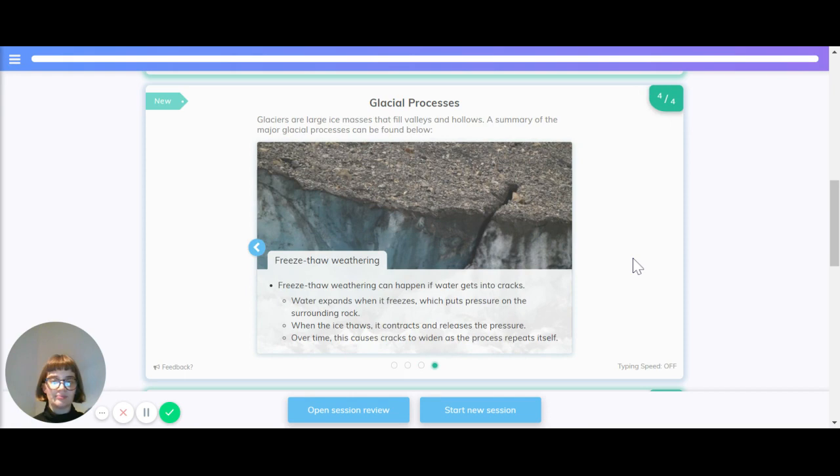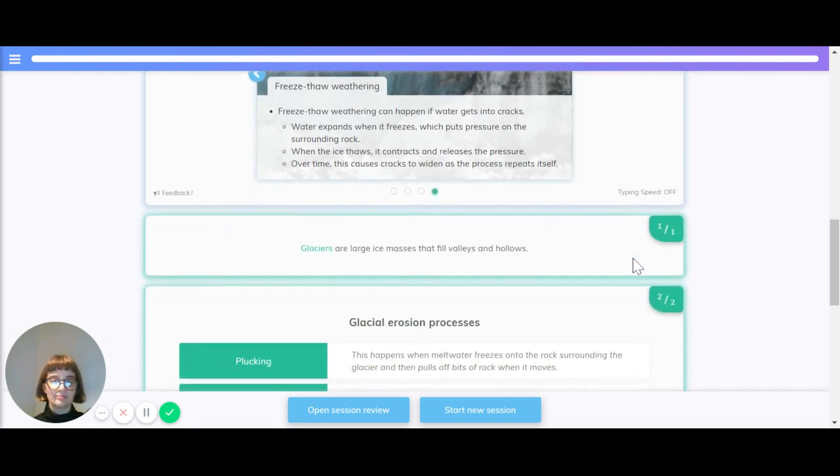Finally, freeze-thaw weathering. Freeze-thaw weathering can happen if water gets into cracks. Water expands when it freezes, which puts pressure on the surrounding rock. When the rock thaws, it contracts and releases the pressure. Over time, this causes cracks to widen as the process repeats itself.